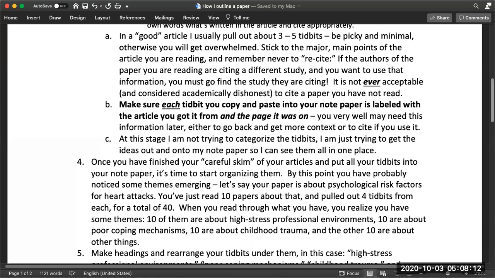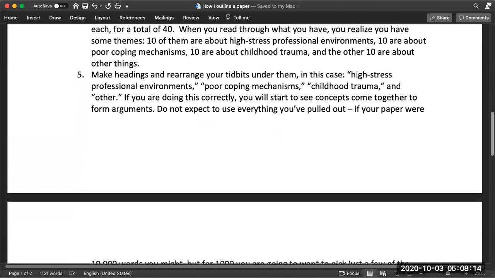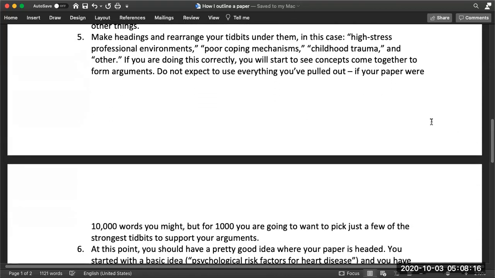Okay, so what do you do now? What you do is you make headings and rearrange your tidbits underneath them. All you're doing here is some rearrangement. So you're making headings for those categories that you saw coming out in the information that you've gathered: high stress professional environments, poor coping mechanisms, childhood trauma, and other. And if you're doing this correctly, you'll start to see the concepts come together to form arguments.